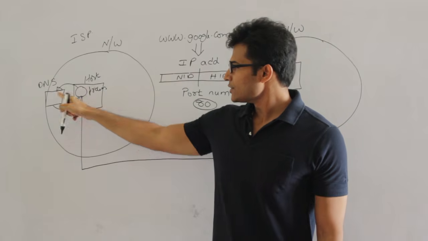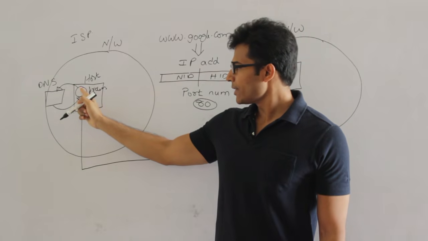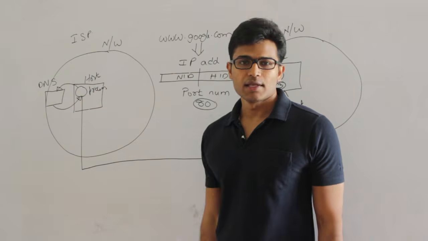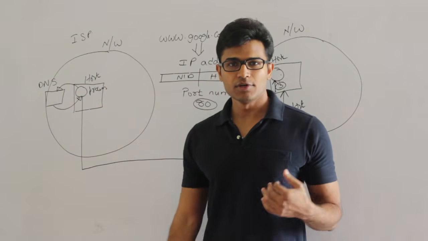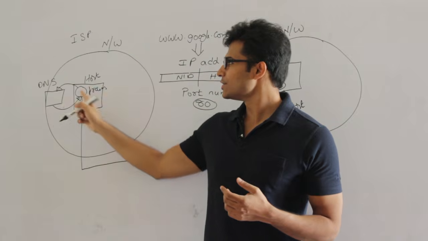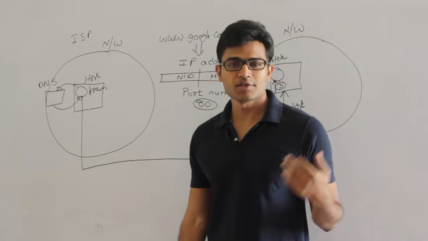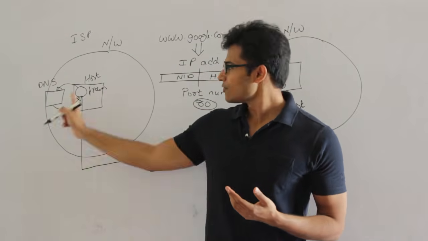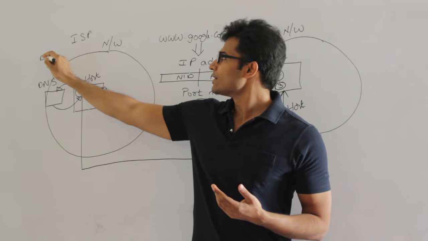Now this entire procedure, which is converting the domain name to IP address, is actually overhead. See, we wanted to reach Google, we didn't want to reach DNS, but then we had to reach DNS because we want to convert it, right? Therefore this entire step is called DNS overhead.